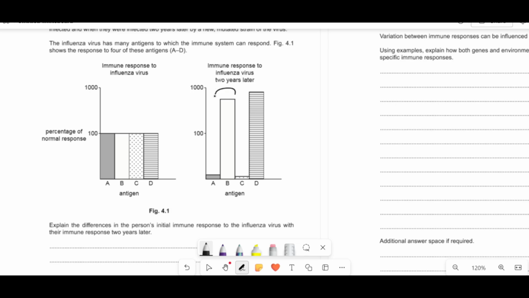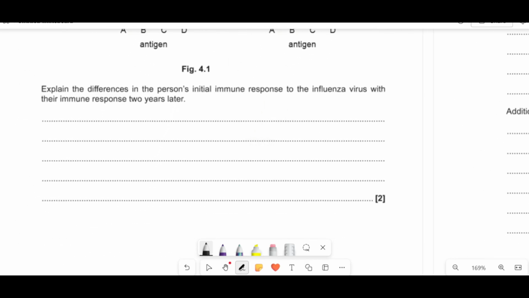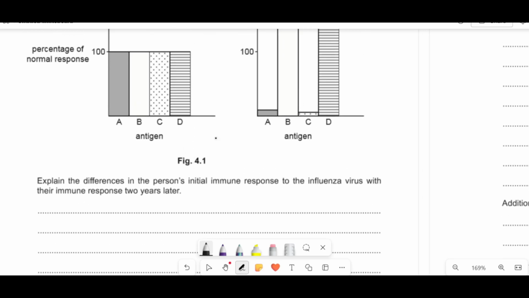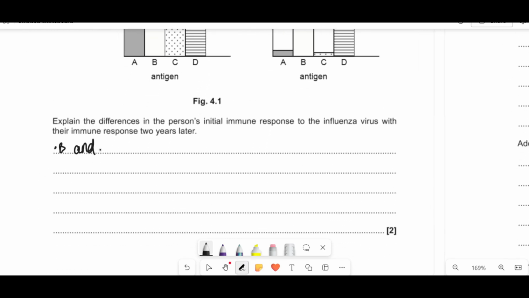So you've had a secondary immune response with more antibodies, quicker and faster in production and higher in numbers because of those memory cells, right? C, same as A, seems to be a lower response the second time, and then D is higher, right? Now it says, explain the differences in the immune response to the influenza virus with their immune response 2 years later. So explain is not just, here's what we see, it's saying why. So if we have a look at, like I just said before, B and D have a larger immune response.